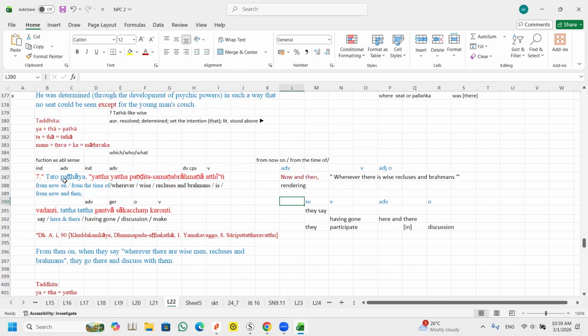So this is rendering now. Then you see the "ti" here. So the "ti" here means there is an open quotation already. So that means this is yata yata, that means "whatever." This is "whatever." Okay. All right. The word atthi, you can use the word atthi as "there is."